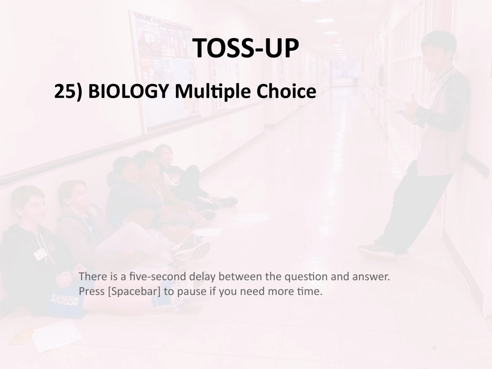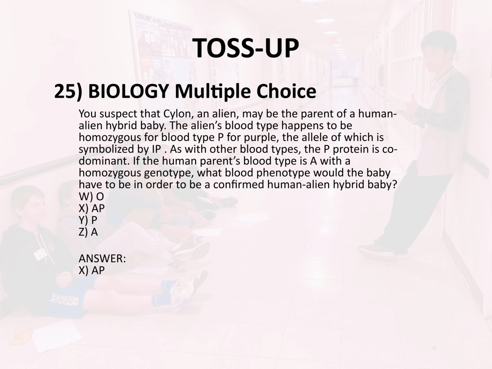Toss-up 25. Biology. Multiple choice. You suspect that Cylon, an alien, may be the parent of a human-alien hybrid baby. The alien's blood type happens to be homozygous for blood type P for purple, the allele of which is symbolized by I^P. As with other blood types, the P protein is codominant. If the human parent's blood type is A with a homozygous genotype, what blood phenotype would the baby have to be in order to be a confirmed human-alien hybrid baby? W. O. X. AP. Y. P. Z. A. Answer: X. AP.